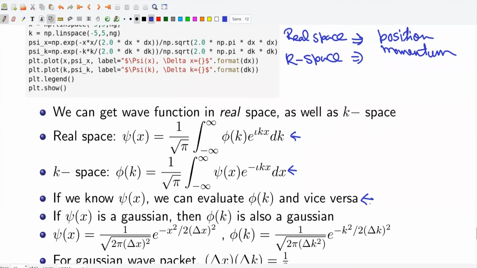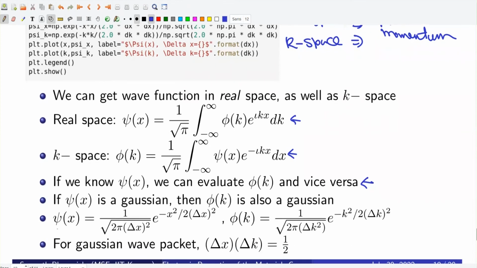If we take a Gaussian wave packet psi of x, then the k space is also a Gaussian function. For example, this is how the wave packet looks like in real space. This is a Gaussian function. Now, we can use this equation to find phi of k, and if we do that, then we find that phi of k is also a Gaussian function. The spread of the wave packet in real and k space is given by delta x and delta k, and they follow this equation. Delta x, delta k is equal to half.